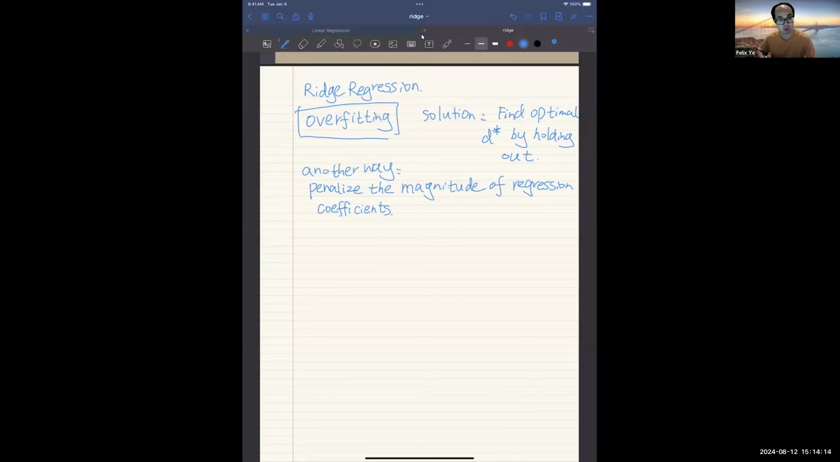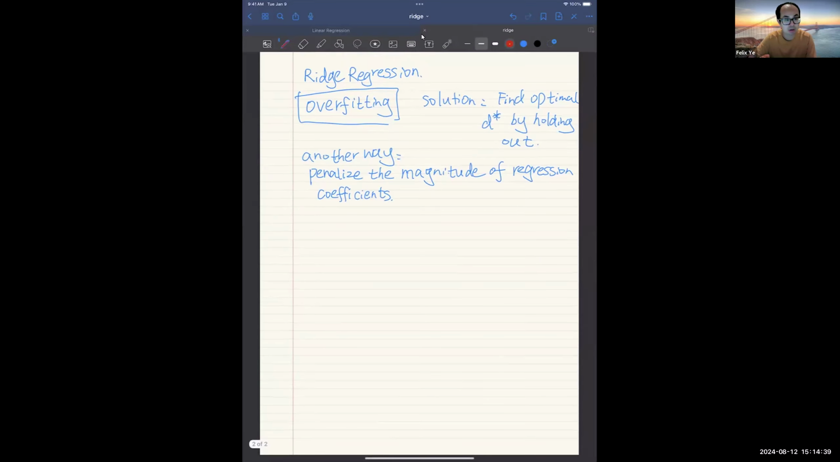So as a result, if we can penalize the magnitude of the coefficients, that means we put lower weight on the magnitude of the coefficients. As a result, it's possible that we can reduce the phenomenon of overfitting.